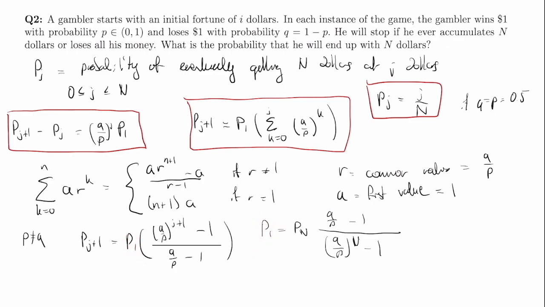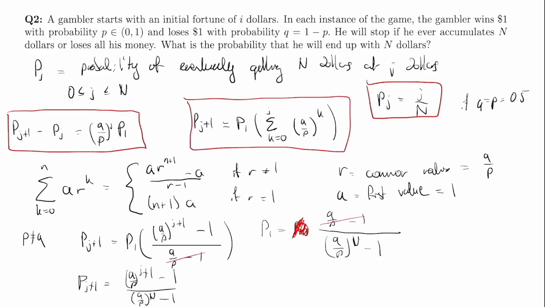But before we do that, let's just notice a couple things. First, pn is just 1 as before, so we can cancel this term out. And then these two terms will actually cancel out because it's the exact same thing. So the answer then is that p of j plus 1 is equal to (q/p)^(j+1) minus 1 over (q/p)^(n) minus 1.